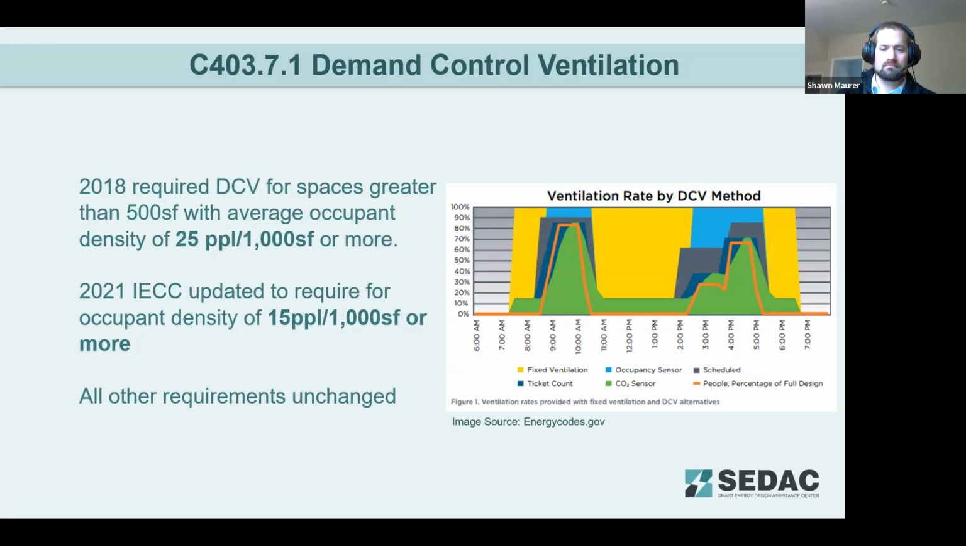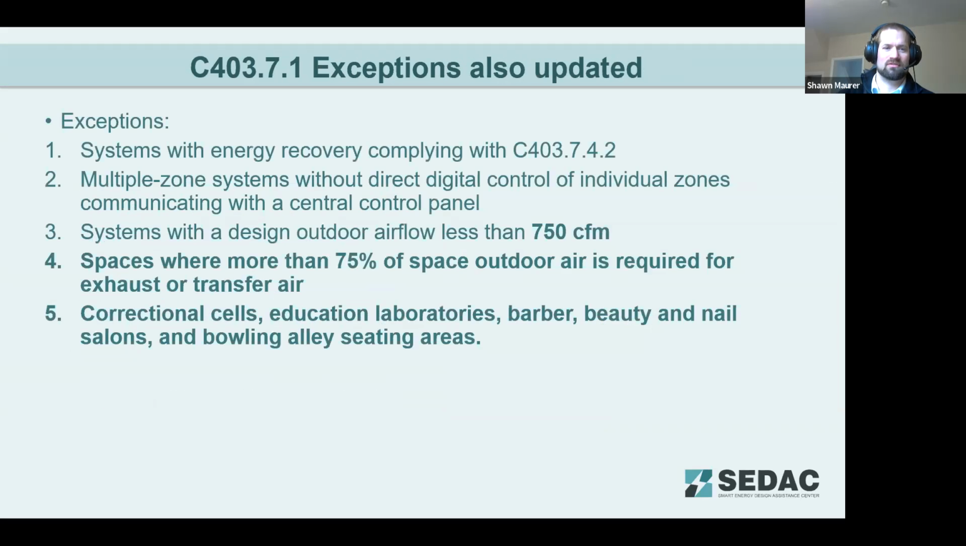On the exception side for demand control ventilation, there have been some changes. Bold text highlights where those have been updated from the 2018. Items 1 through 3 here are about the same, a little more stringent for bullet point number 3 on the CFM target for the DCV exception, reducing that from, I believe, 1,200 CFM. Yes. And then bullet points 4 and 5 in the 2018 IECC were removed and replaced with these current bullet points.